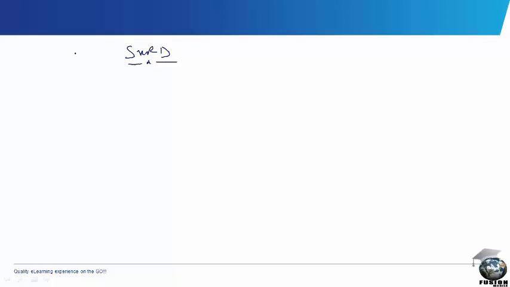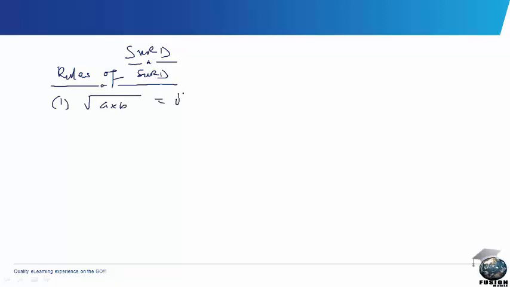Rule number 1, rules of surd. We have that the root of a times b can as well be given separately as root a times root b. Rule number 2 states that if two roots are under division, a over b, they can be written in separate form as root a over root b.